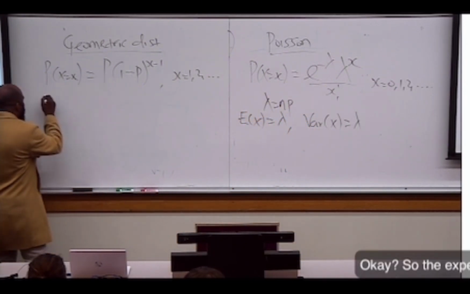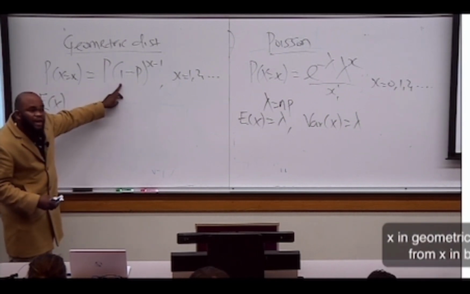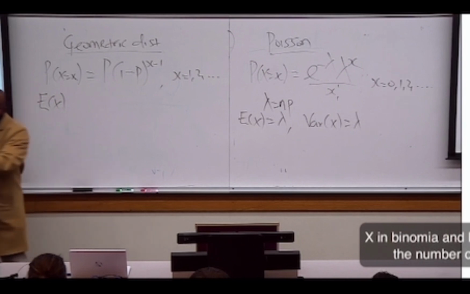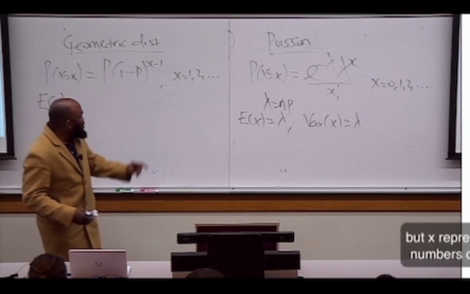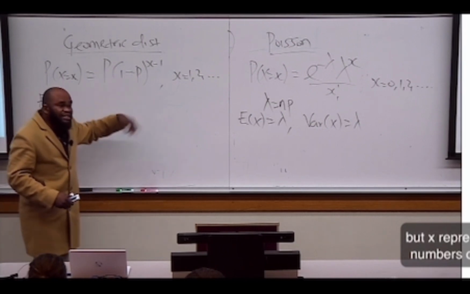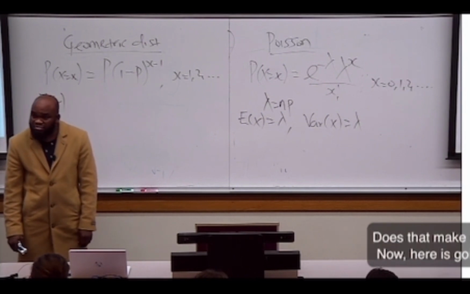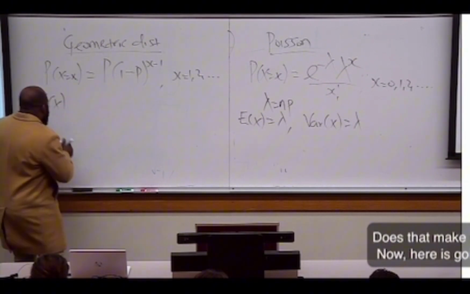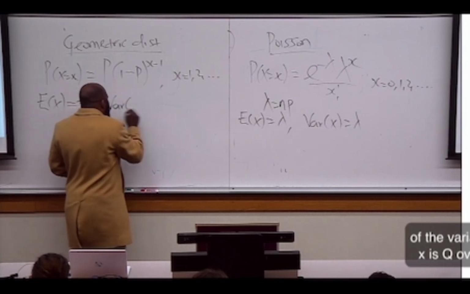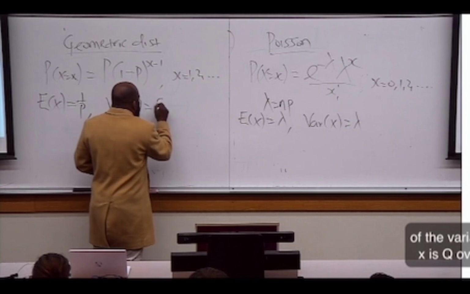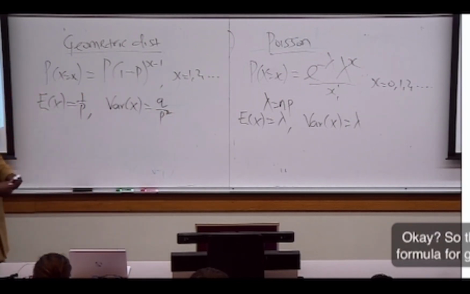Okay, so the expected value. Now X in geometric is different from X in binomial. X in binomial and Bernoulli represents the number of successes, but X here represents the number of trials, or you can say the number of failures. Does that make sense? Here the expected value is going to be 1 over p. The variance of X is q over p squared. So this is the formula for geometric.